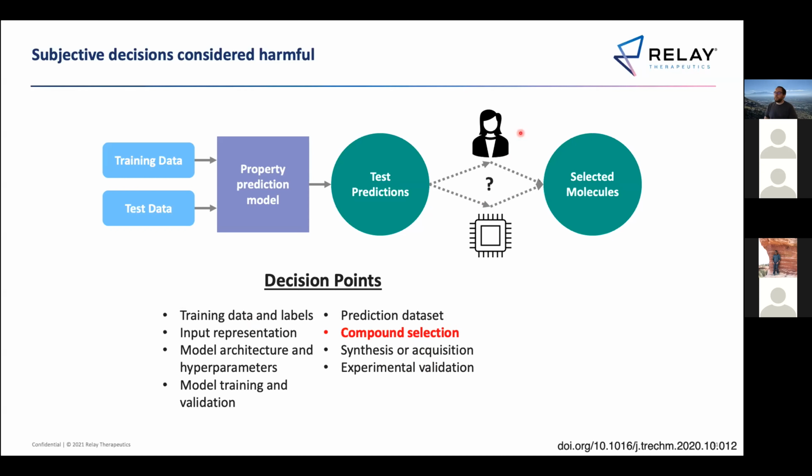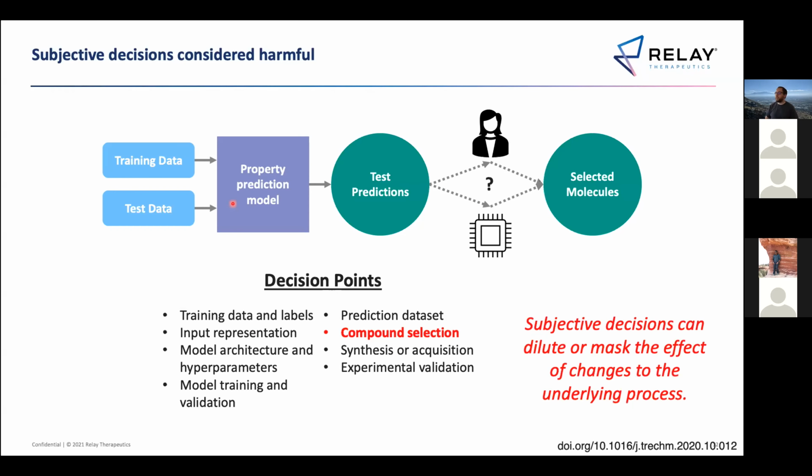Let's imagine that if you have a chemist look at things and filter out things based on their preferences, it's very difficult to turn that into actionable feedback that can go back and improve the model. Instead, if you have a fully automated process, changes you make over here you can directly feed back into the performance of the entire process.